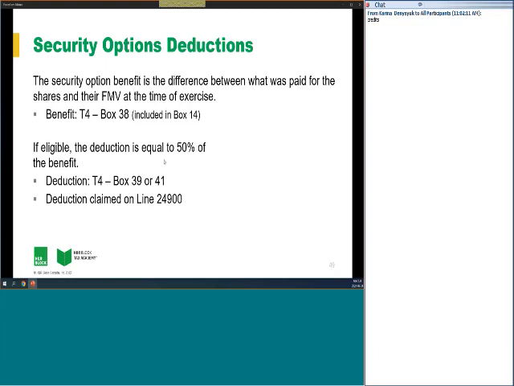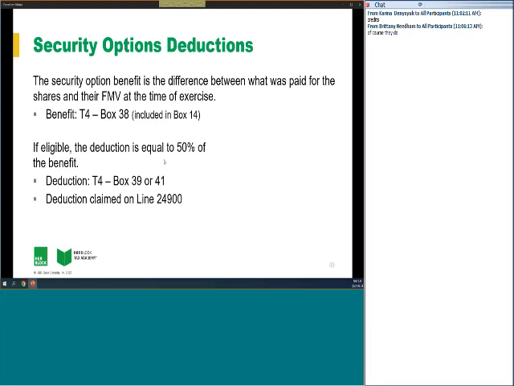So what they do is they include in income the difference between the current market value of those shares and what you paid for them. So that discounted amount you have to pay as income up front because they're not going to wait for it. That is going to be reported in a box 38. So the employer decides how much the value of that discount is, and they report it in box 38. You don't need to do anything with that because it's already included in box 14.